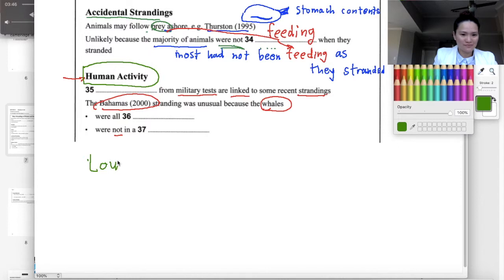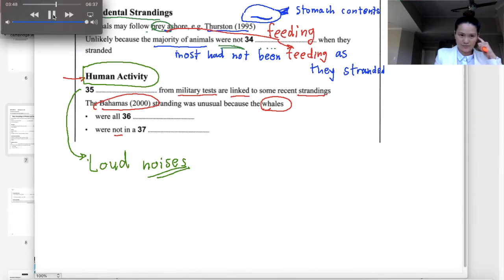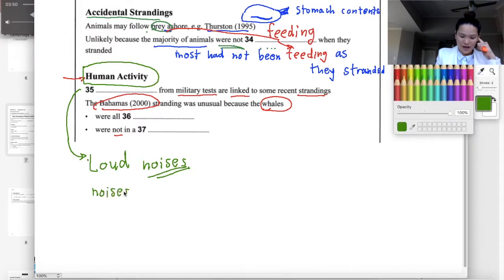You hear the word loud. What does the word loud mean? Loud noises, noises with S. Do you hear this one? This one from 35. And what else did you hear? Noises such as those caused by military exercise.